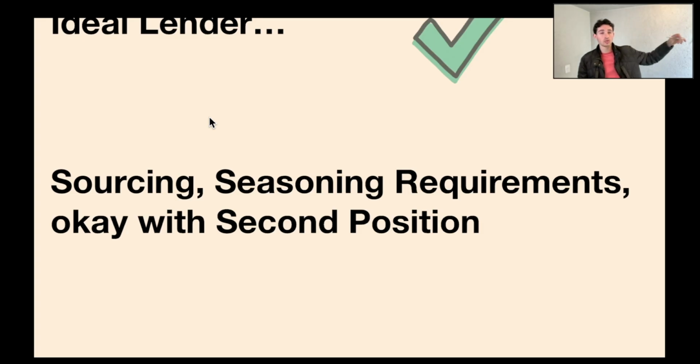Now, when you go into bigger properties, it's more rare to find lenders that are okay with second position. I'm going to get into the ways you can overcome this if the lender or seller doesn't want to be in second position. But really important, the ideal lender doesn't care where the money comes from, meaning sourcing and seasoning. They don't care if you got a transfer yesterday and now you want to buy the property, or how long the money needs to be in your account. And they are okay with second position.